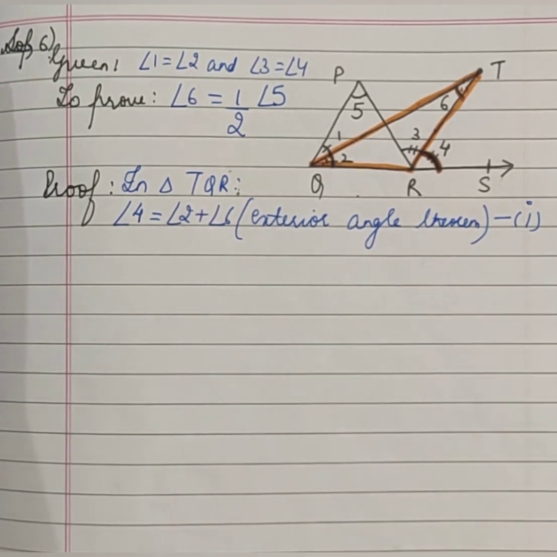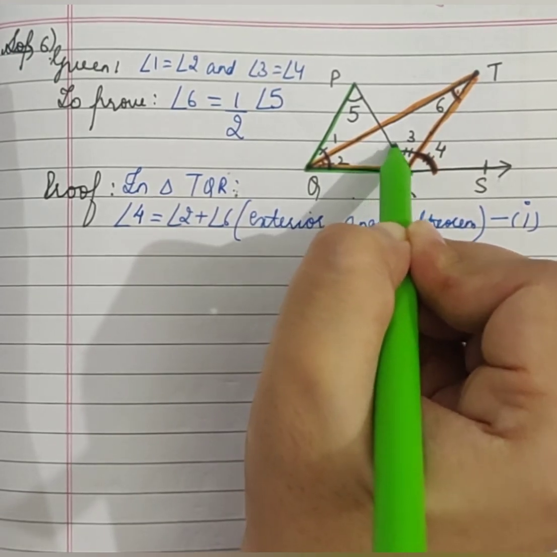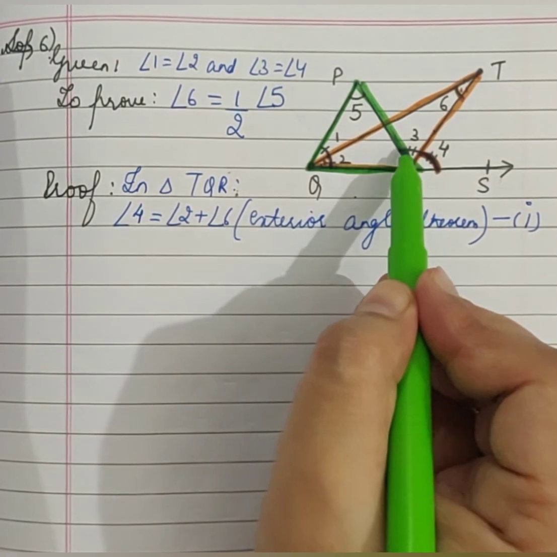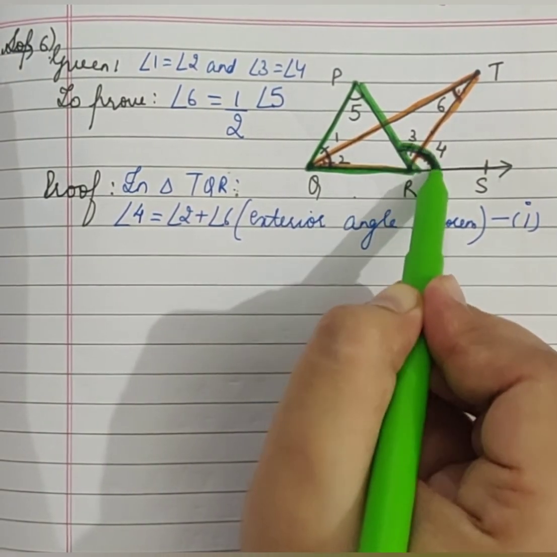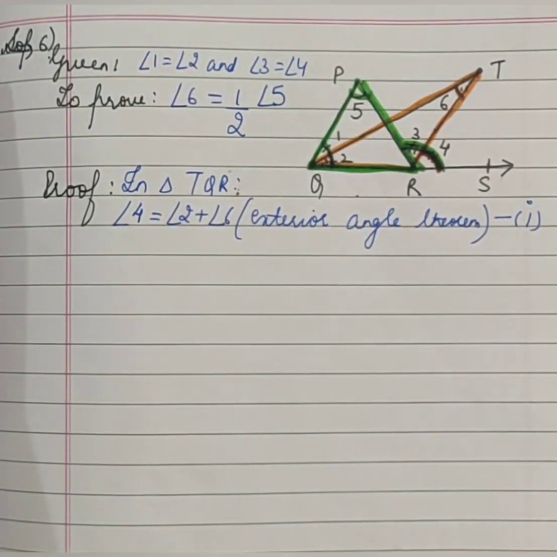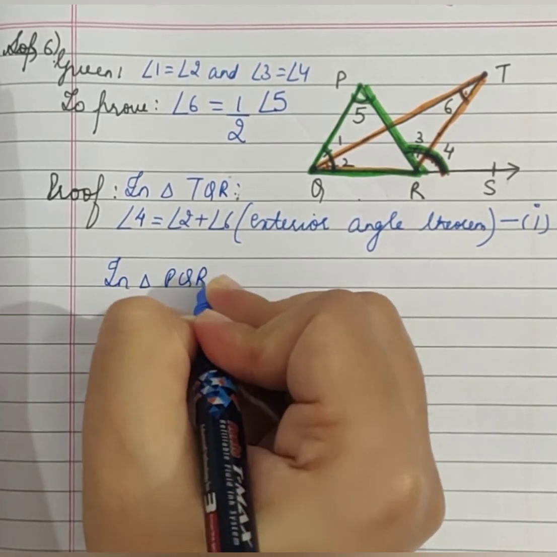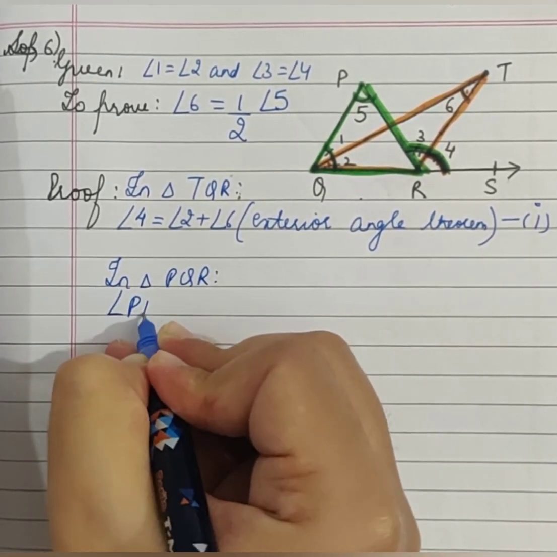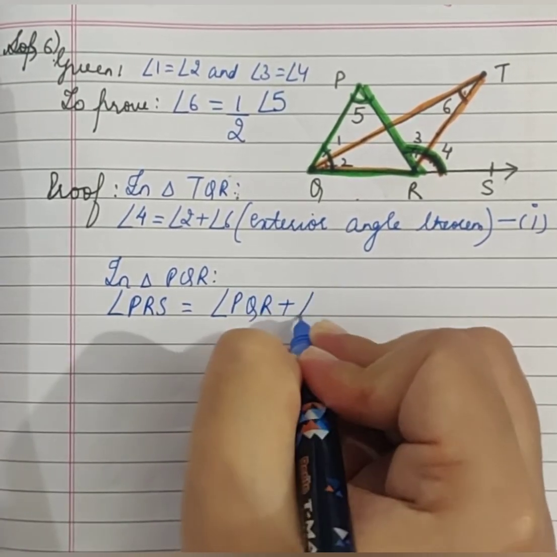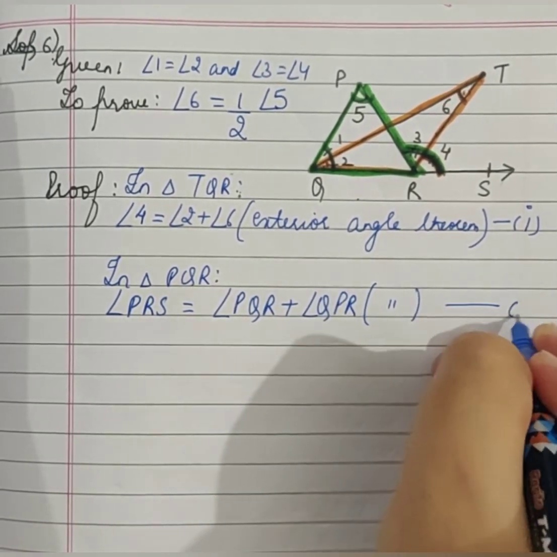Now we will be using exterior angle theorem in this triangle PQR. So if I use exterior angle theorem here, what will happen? This angle will become equal to this angle plus this angle. Let's write the same thing. In triangle PQR, angle PRS would be equal to angle PQR plus angle QPR. The reason is same, exterior angle theorem.